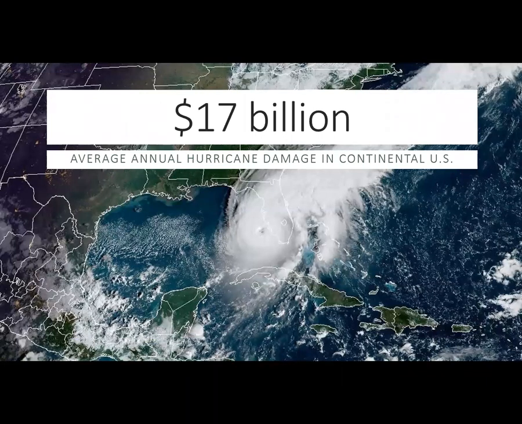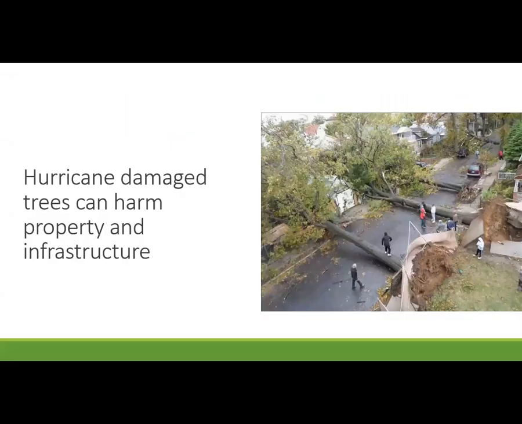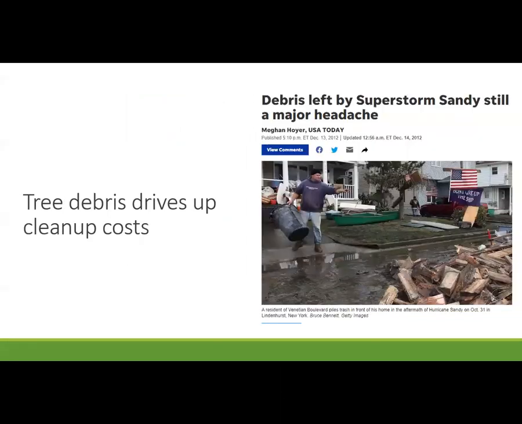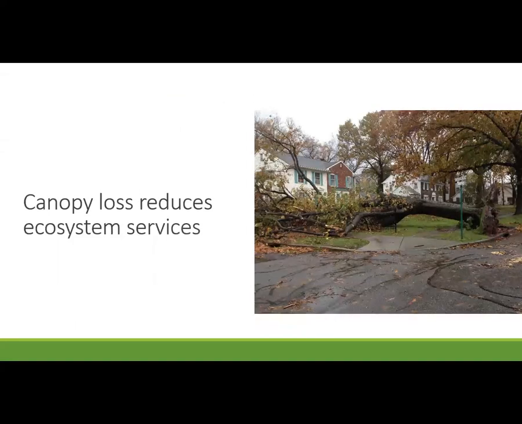Hurricanes can cause substantial damage to communities and their urban forests. On average, hurricanes cost over $17 billion in the US each year. Hurricane damage to trees directly impacts communities through damage to infrastructure and property. And hurricane-generated tree debris drives up cleanup costs quite substantially. Plus, the loss of tree canopy means that we lose many of the ecosystem services that urban trees provide.